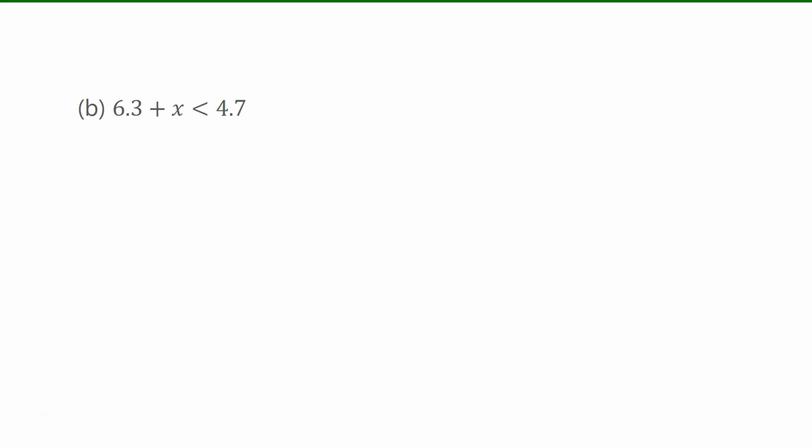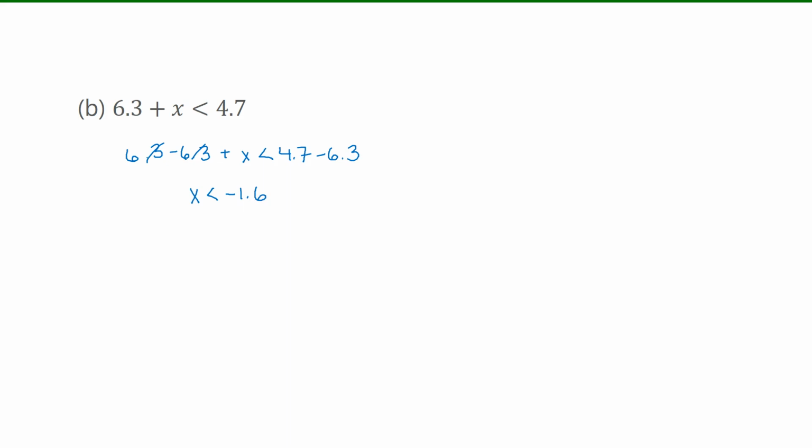Now for B, do the same thing and subtract 6.3 from both sides. The only difference here is that it's not an equal sign anymore. We have a less than sign. So now we say that x is less than negative 1.6.